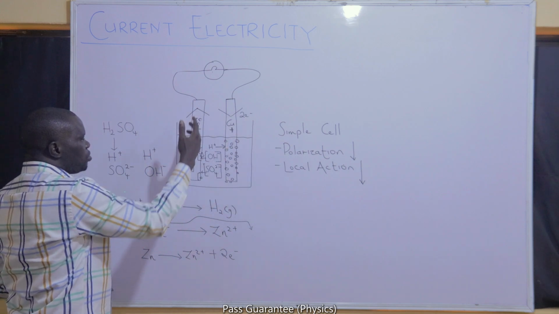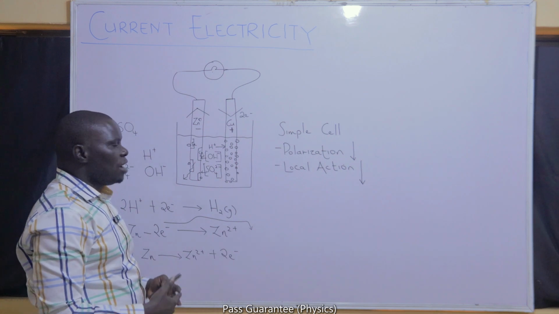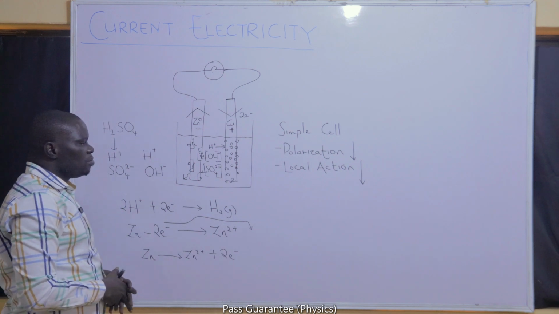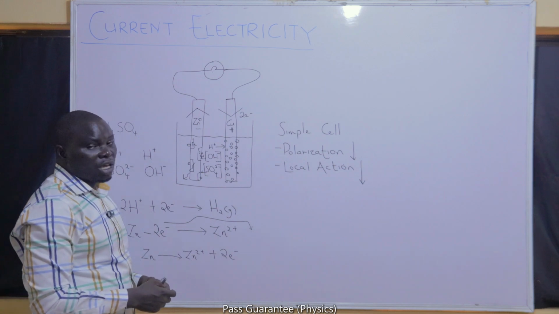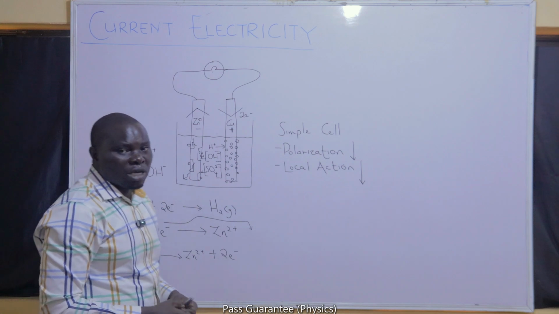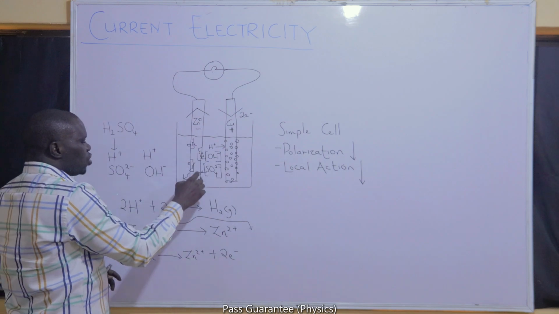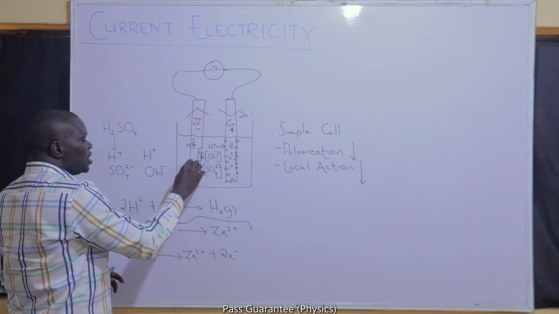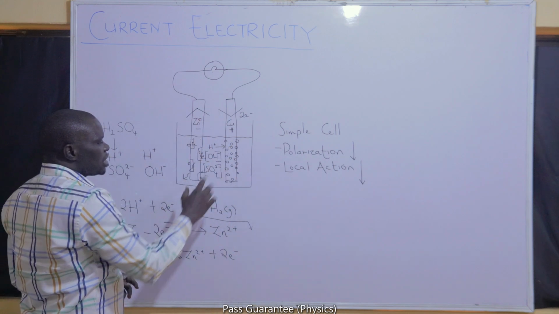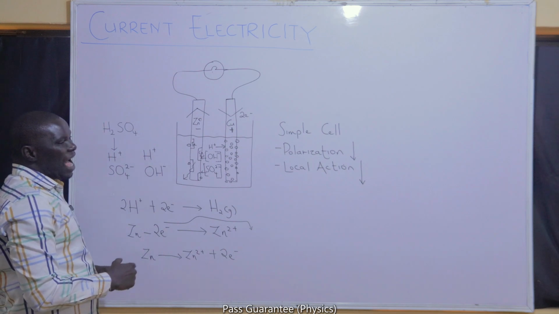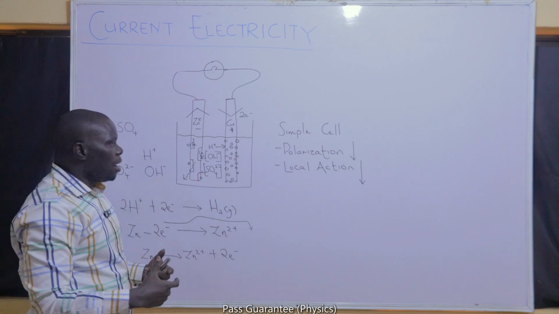Local action occurs when we use impure zinc. So anytime we have zinc, we must always know that zinc is very reactive and most likely there will be impurities mixed with it in the process of extraction. So what we do is we wash the zinc in mercury and rinse it in acid. What the mercury will do is react with those impurities and render them inactive, so that when we return the zinc, those impurities will not take part in the process that is going on. That process is called amalgamation, because anytime mercury combines with a metal, it becomes a mercury amalgam of that metal.